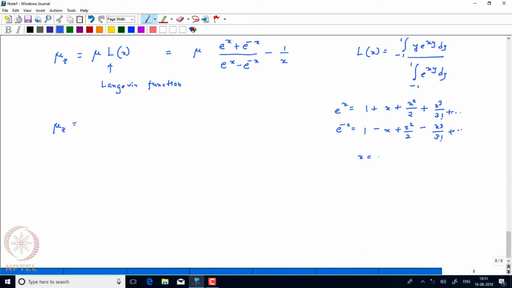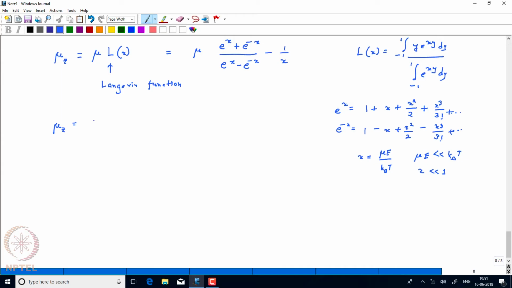x is what? x is mu e, which is the magnitude of the potential energy, divided by kBT. What we are saying is, if mu e is much less than kBT, the thermal energy, then we can say that x is much less than 1, and then we can make this approximation. Otherwise, we cannot make this approximation.